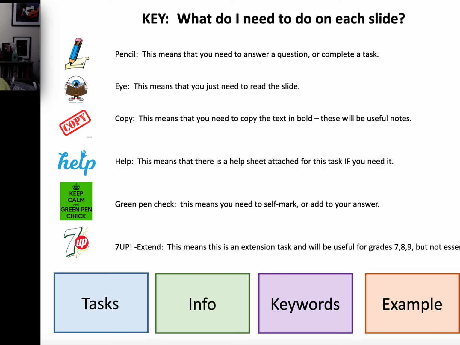Okay. Hi, Year 9. Welcome to your spoken language lesson 4. I'm going to just talk through for you what you need to do in this lesson.